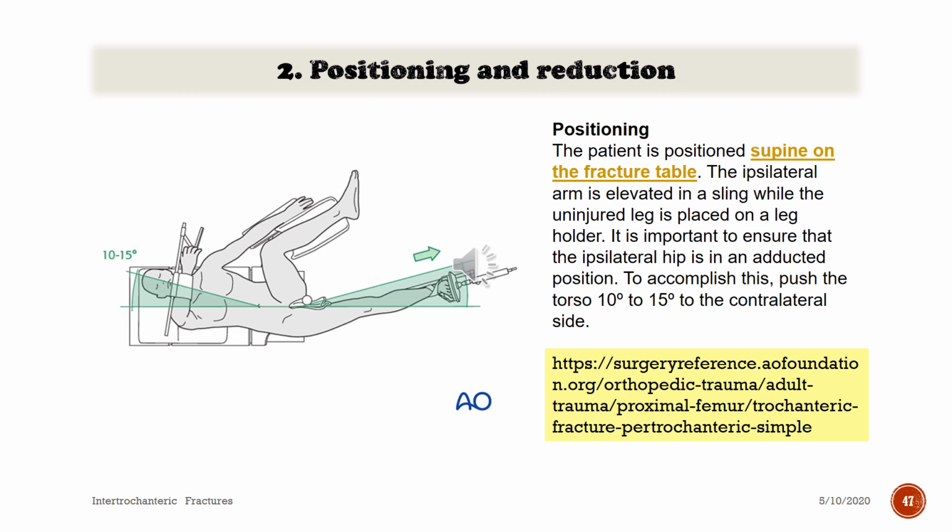Positioning and reduction. Positioning. The patient is positioned supine on the fracture table. The ipsilateral arm is elevated in a sling, while the uninjured leg is placed on the leg holder. It is important to ensure that the ipsilateral hip is in an adducted position. To accomplish this, push the torso 10 to 15 degrees to the contralateral side.